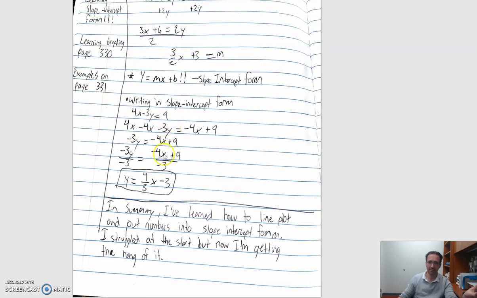At the end, and as you can see, that's on the second page, he wrote the summary. He wrote, in summary, I've learned how to plot a line and put numbers into slope intercept form. I struggled at the start, but now I'm getting the hang of it. So he started to understand right away the importance of expressing how he felt regarding some of the sections he just started to study. And that's super duper important.